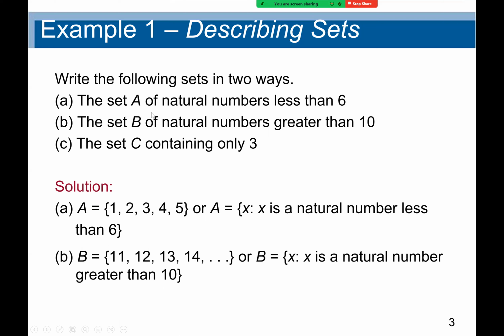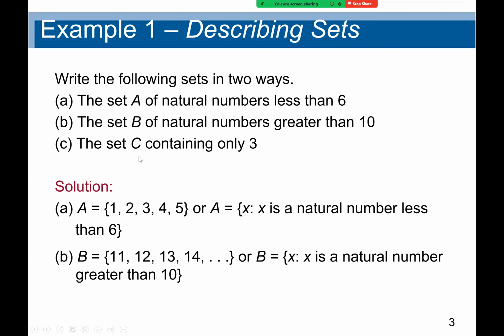Now we have set B of natural numbers greater than 10. So this will be an infinite set B. So the one way is writing B equal to 11, since greater than 10. So we start from 11, and all the way we have 3 periods here. So this is infinity. Or we can write in the form of X is a natural number greater than 10.